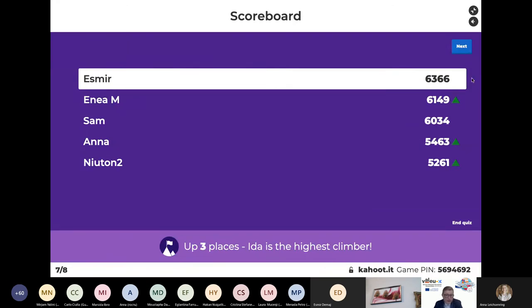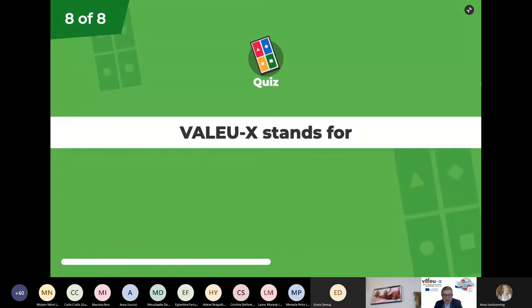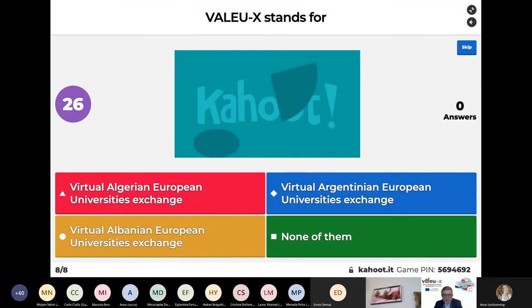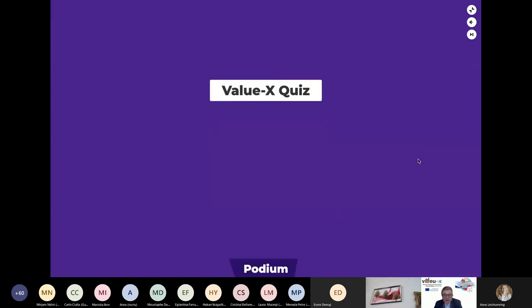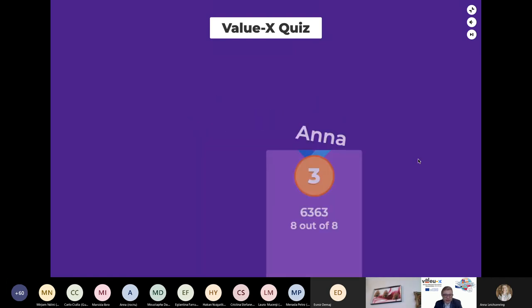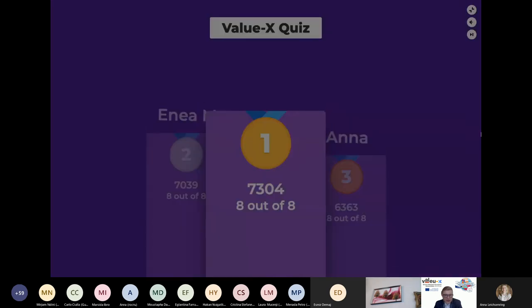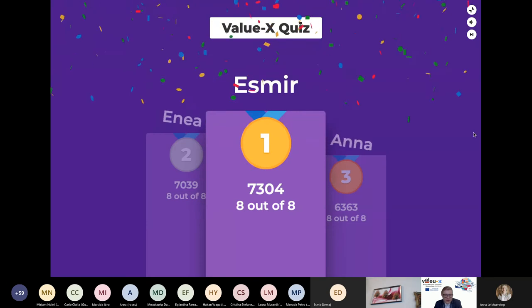Oh, this is going to be hard. So we're coming to the last question to close our reflection. VALEU-X stands for. See, 18 people got it right. VALEU-X stands for Virtual Albanian European Universities Exchange. So it's getting really exciting. This is the last question. Let's see who won. Place 3, Anna. Congratulations. Place 2, Enya. And place 1 of the VALEU-X quiz is Esmir.